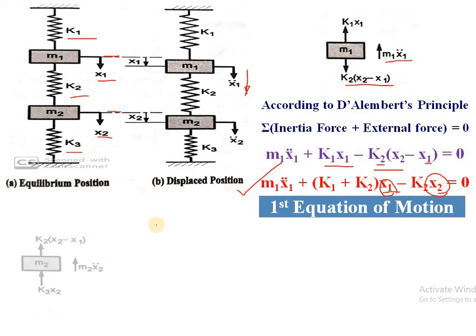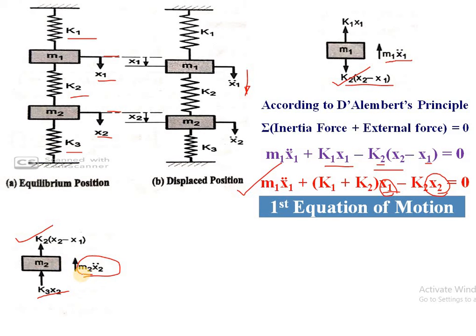Now next we'll talk about mass M2. Here M2, again its motion is in the downward direction, so inertia force is in the upward direction. Again K2 force will act in the upward direction. This and this component will resolve each other. And again assuming that x2 is greater, so x2 minus x1. Also this K3 will get compressed, so it will try to restore, or this mass will try to reach the equilibrium position. So K3 x2 in the upward direction.